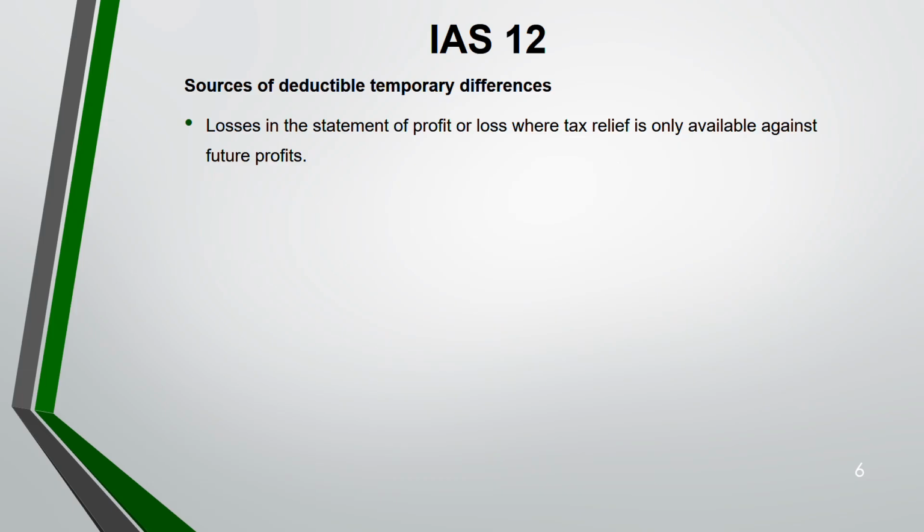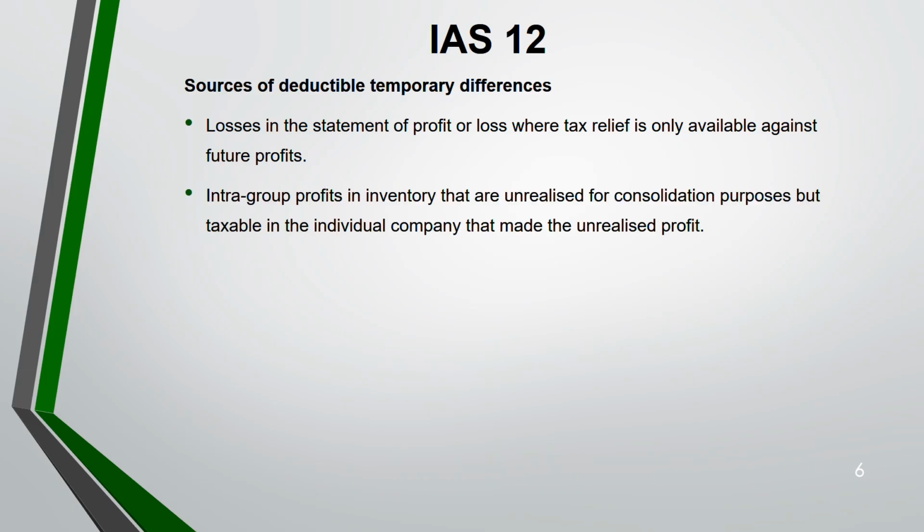Now, next are the sources of deductible temporary differences. Here, your carrying amount is less than the tax base. For example, losses in the statement of profit and loss, where tax relief is only available against future profit. Next, intra-group profit in inventory that is unrealized for consolidation purposes, but taxable in the individual company that made the unrealized profit.